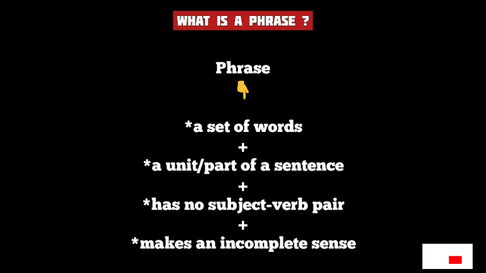As you can see on your screen, a phrase has four salient features. Number one, it is a certain set or group of words. Number two, a phrase is a unit or part of a sentence. Next, most importantly, a phrase has no subject-verb pair or subject-verb combination. In other words, a phrase has neither a subject nor a finite verb. And lastly, a phrase cannot make a complete sense by itself.